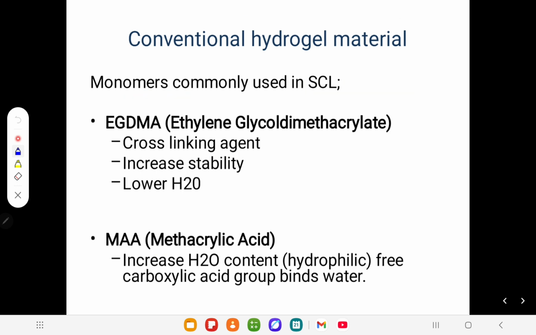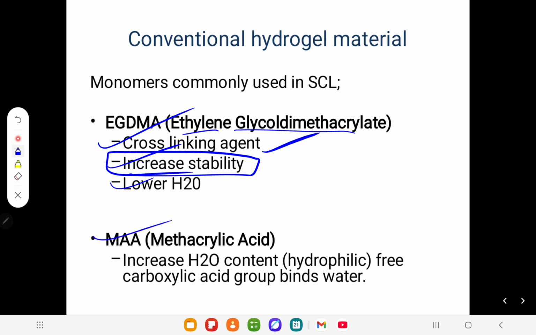The monomers commonly used in soft contact lenses are, so let's discuss some monomers, okay? Not all monomers, some monomers. Ethylene glycol dimethacrylate is a cross-linking agent. It increases stability and lowers the H2O level. It actually lowers the H2O level, but what it does is increase stability.